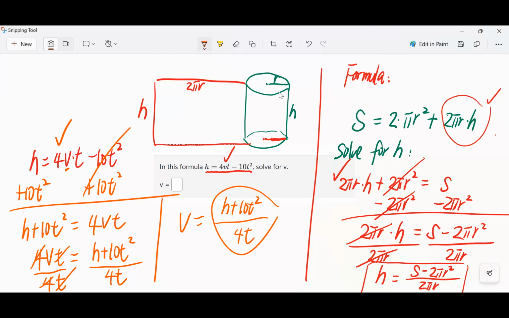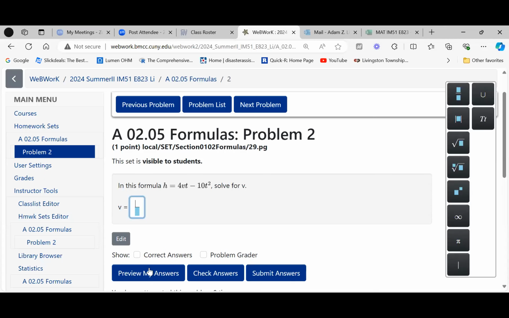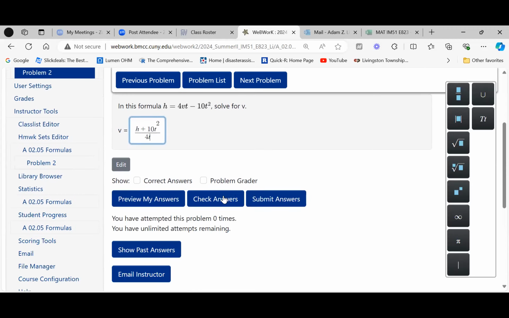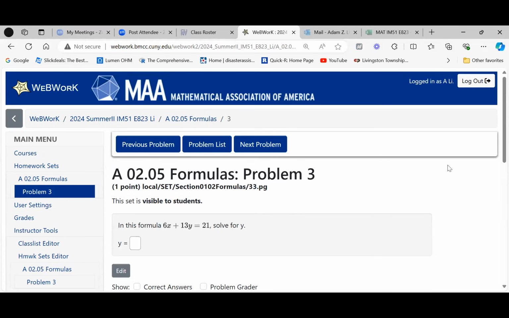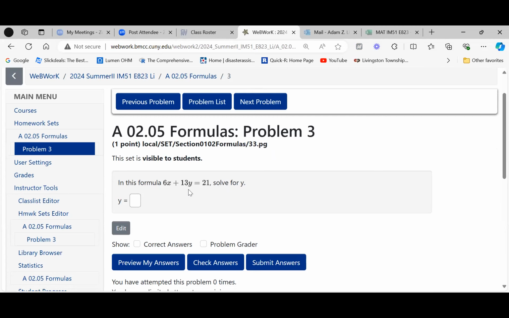Any question about this? We need a fraction first. So we need to do h plus 10t squared over 4t. And that should be right. It's the correct answer. Now let's solve for y, right? So this is a linear equation. Right here, we're just going to isolate the y. Let's see if we can solve this.